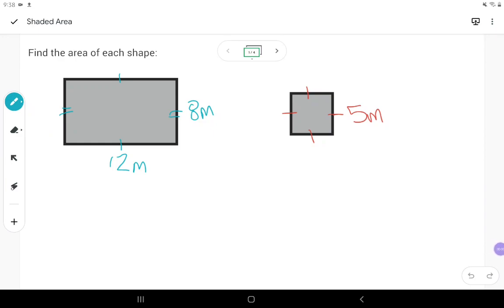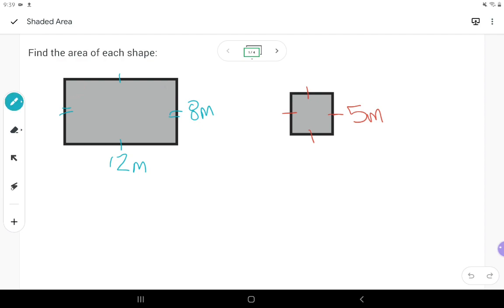Alright, so in this video we're going to go over the concept of shaded area. To start off really simple, I'm just going to find the area of each of these shapes. The first one here we can see is a rectangle because our opposite sides are the same length, and we have 90-degree angles here, although I didn't draw them in, but this is a rectangle.